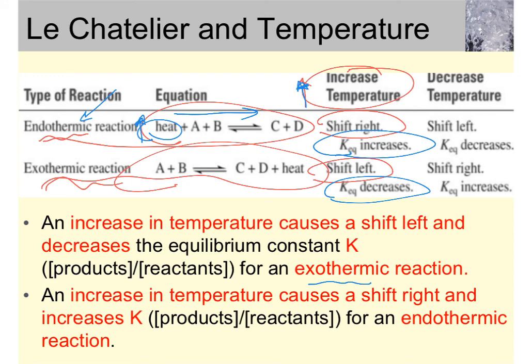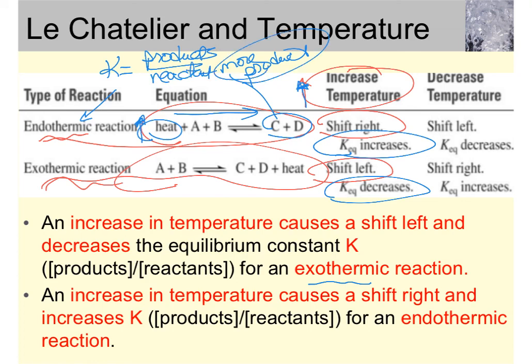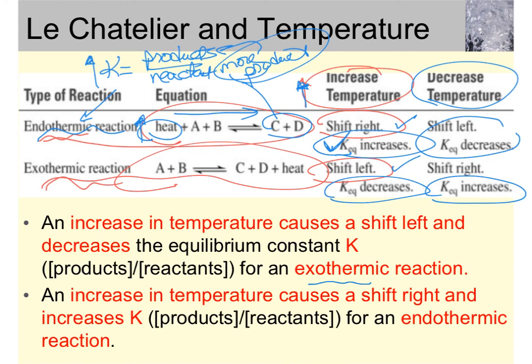What happens when you shift to the right? That means you make more product. What does that do to K when you make more product? Remember, K is products in the numerator over reactants. So if you're shifting and permanently making more product, what have you done to K? You've increased it, because you've increased the numerator. So K increases with an endothermic reaction if you increase temperature. So go through each of these scenarios and make sure you understand which way the reaction will shift to reestablish equilibrium and what will happen to the K value.